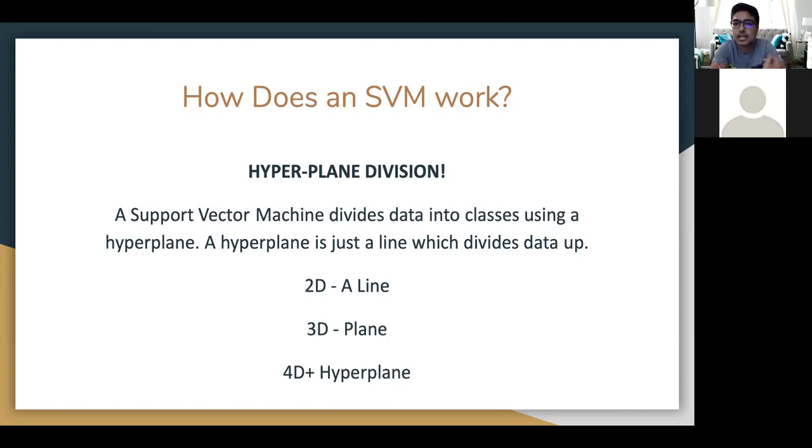Well, to talk about how this SVM works, we have to first get to know this idea of hyperplane division. Whoa, hyperplane division.